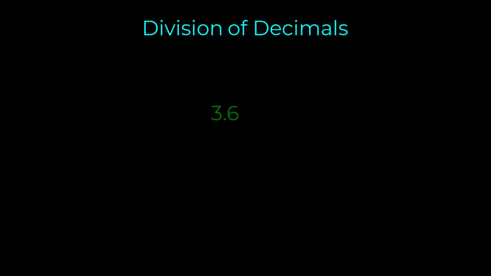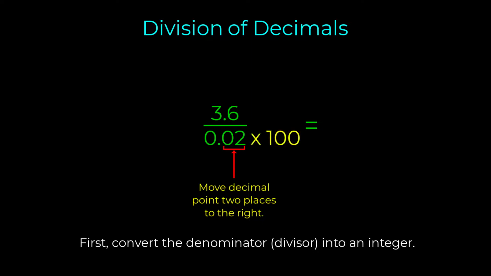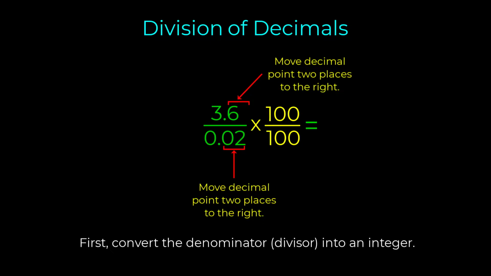What is 3.6 divided by 0.02? Again, the approach is to convert the denominator into an integer. I do this by moving the decimal point over 2 places. That is equivalent to multiplying the denominator by 100. Having done so, I must also multiply the numerator by 100, so that the resultant expression remains equivalent to the original. This will have the effect of moving the decimal point in the numerator 2 places to the right.